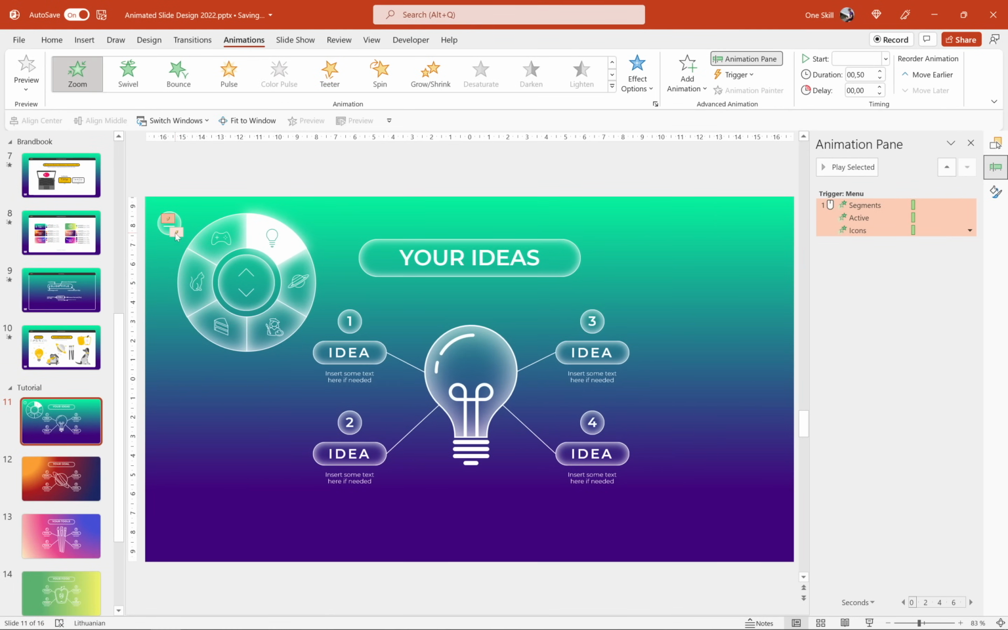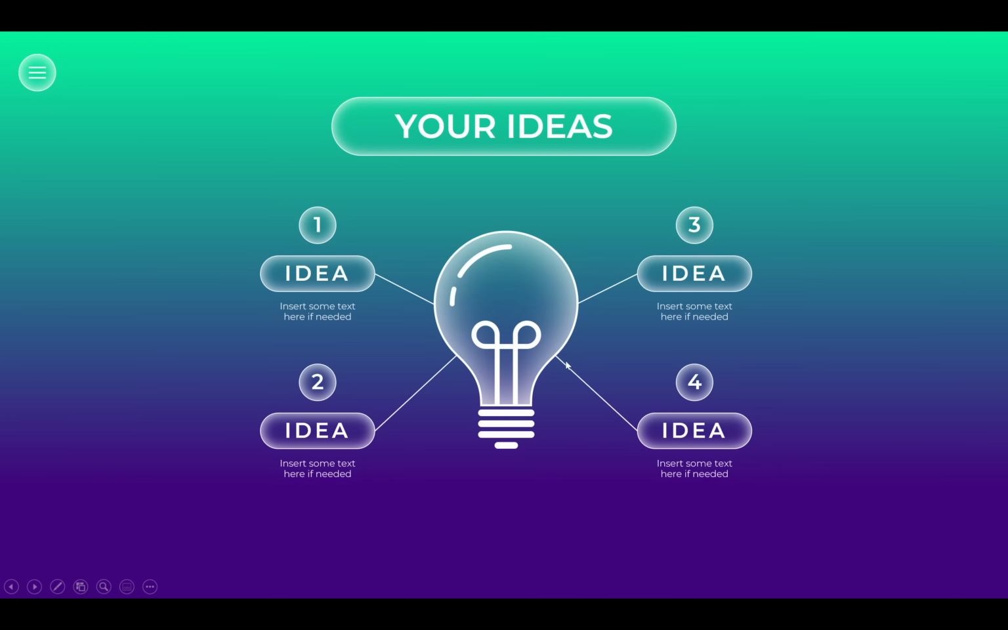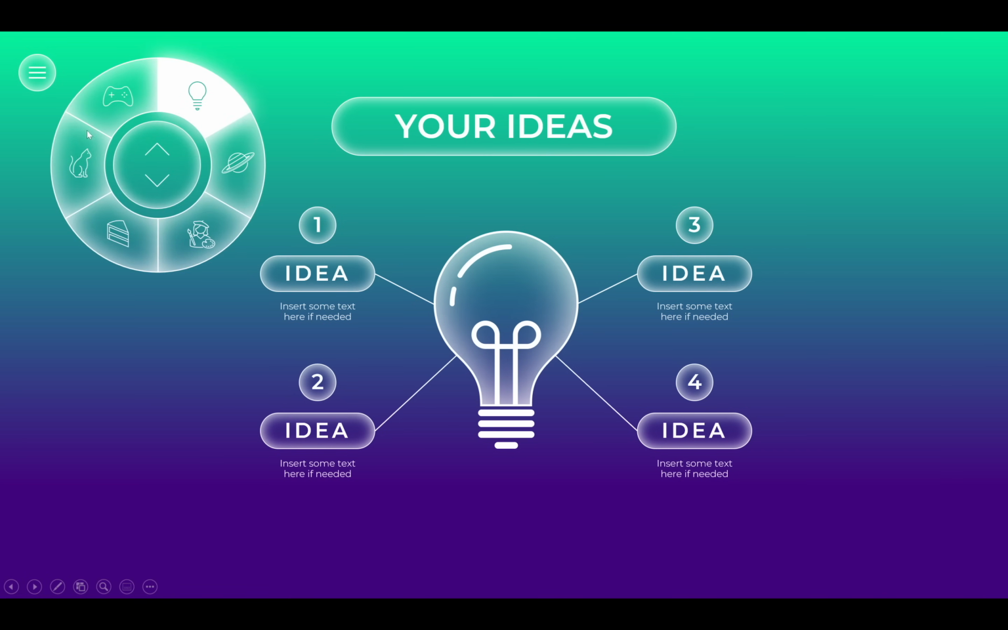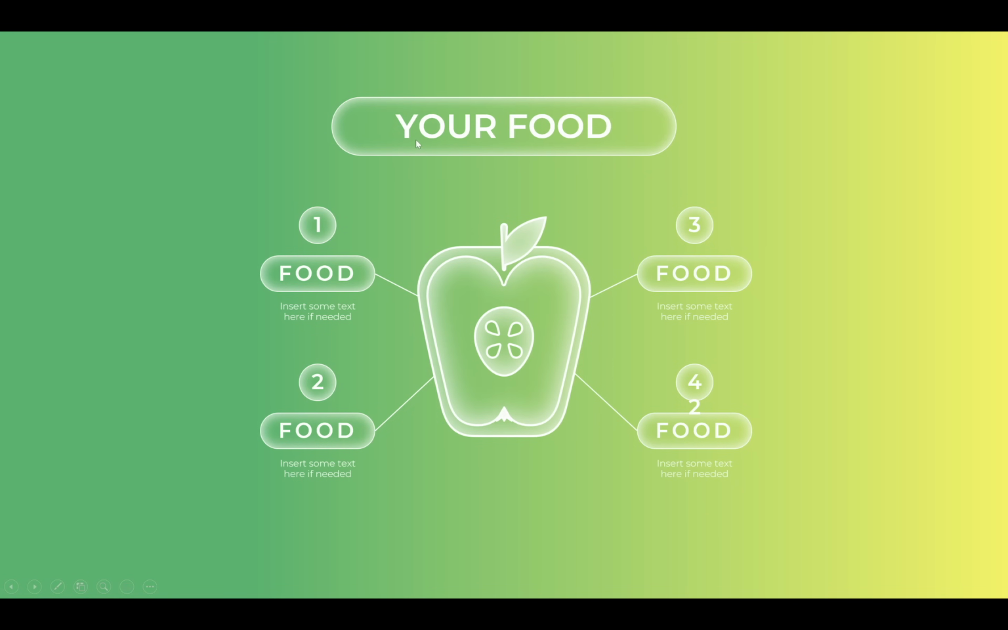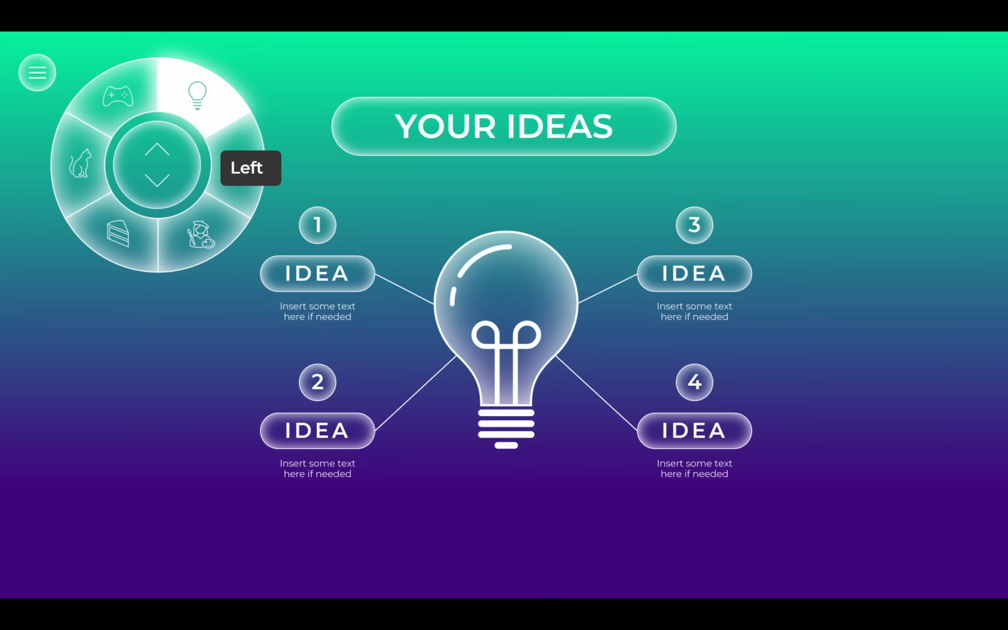Okay, on this little button. So let's go to full screen. And now as you can see, once I click on this little menu button, our donut navigation comes up. That's super awesome, and all of the hyperlinks are working. So if I click on this little cake icon, we would jump to our food slide. That's super awesome. So let me just come back.